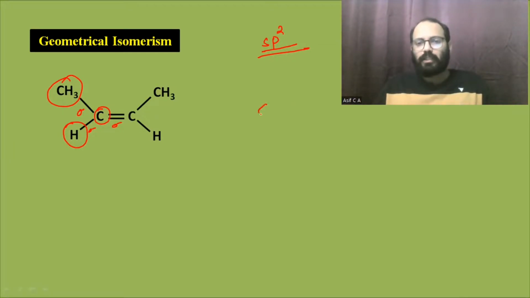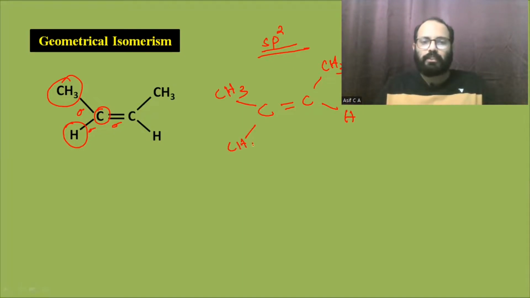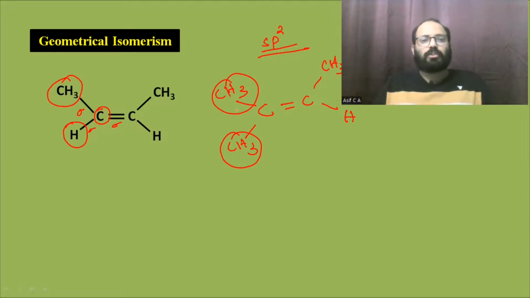So for example, if I take a compound like this one, CH3, H, and on both sides you have the same CH3 groups attached to the central atom, then this one will not show geometrical isomers. Do you understand what I am saying? There will be a carbon-carbon double bond, an sp2 hybridized carbon. If the two groups joined to one carbon are the same, it won't show geometrical isomerism.